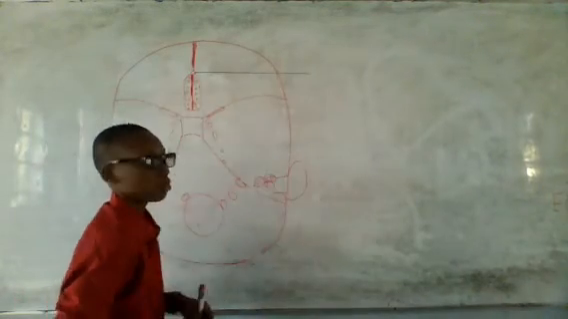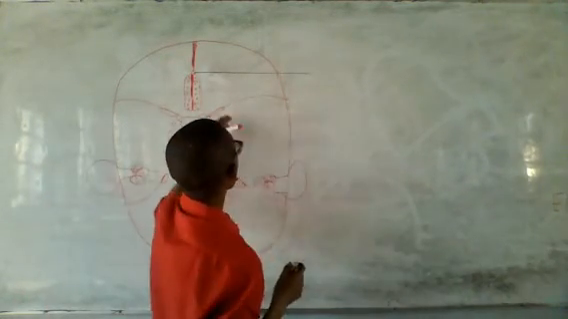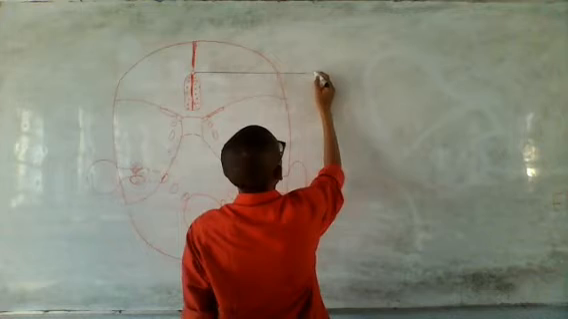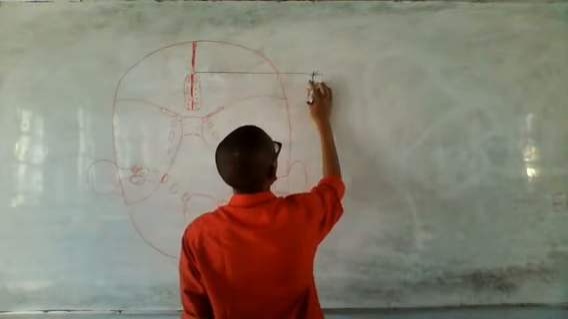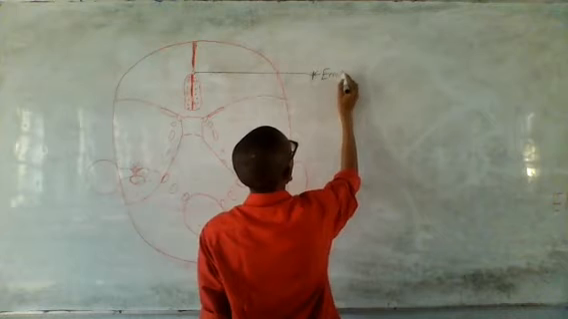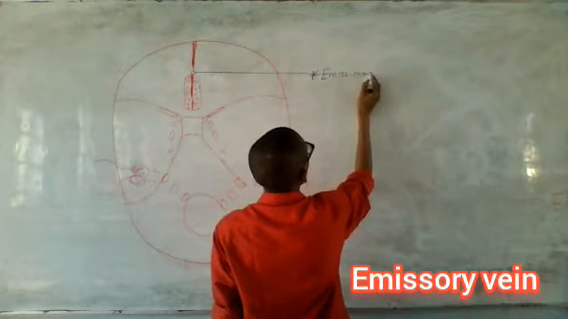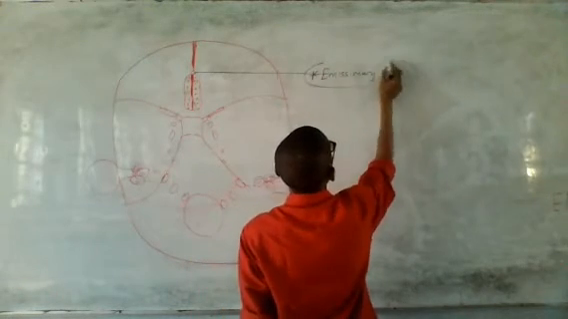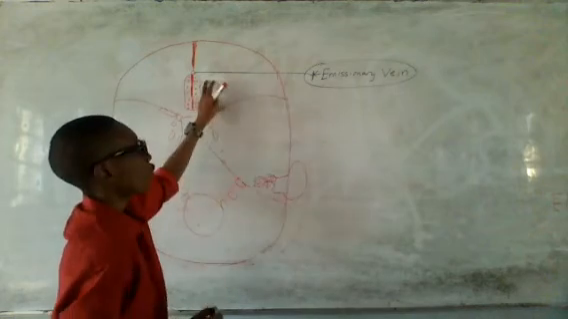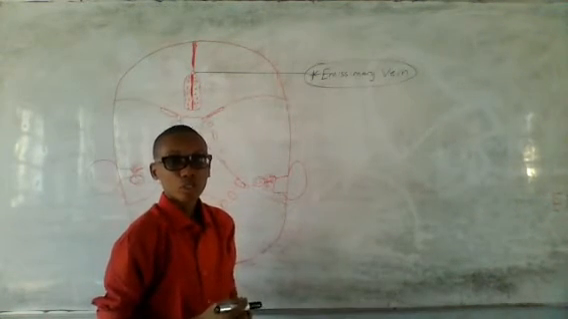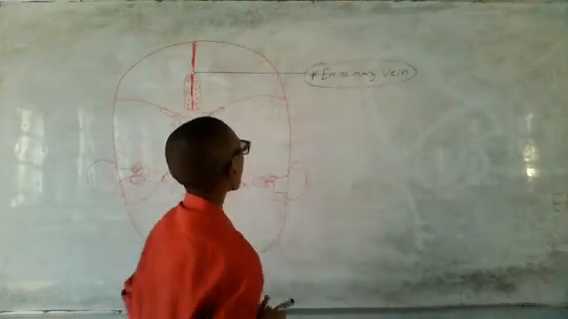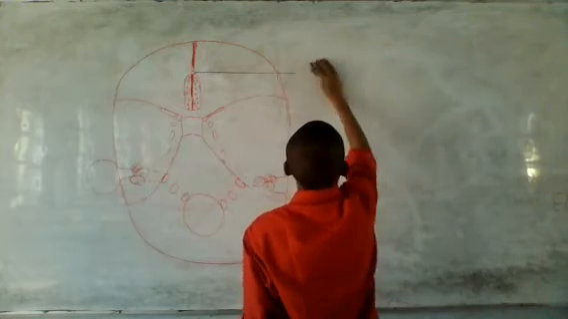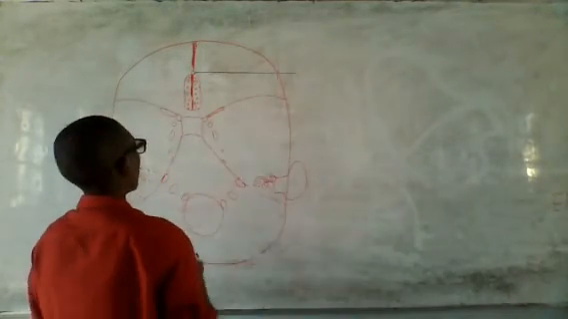For the foramen caecum, the structure that passes through the foramen caecum is the emissary vein. That is the structure that passes through the foramen caecum. So that is that for the foramen caecum. We move on to the next one.